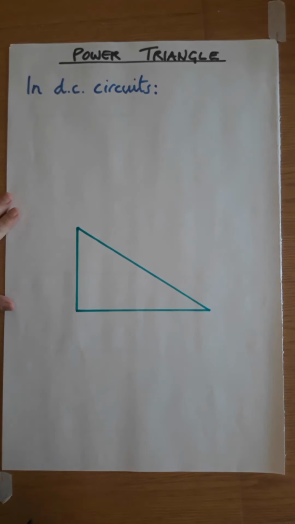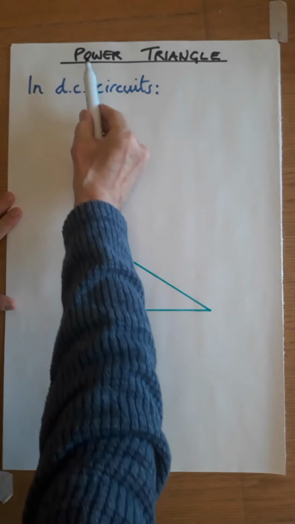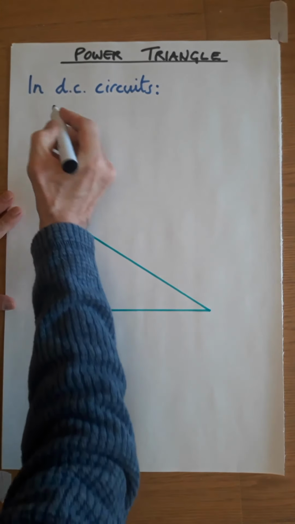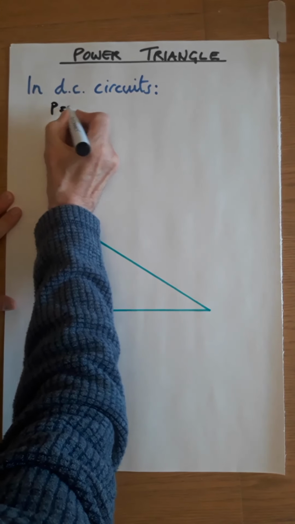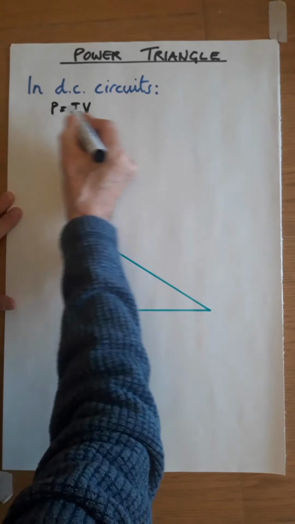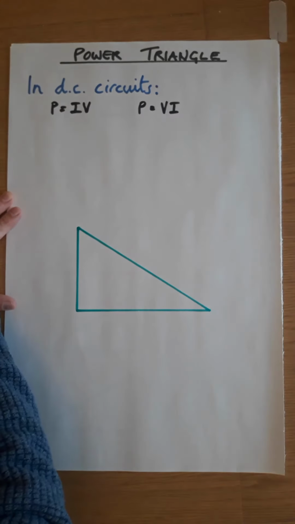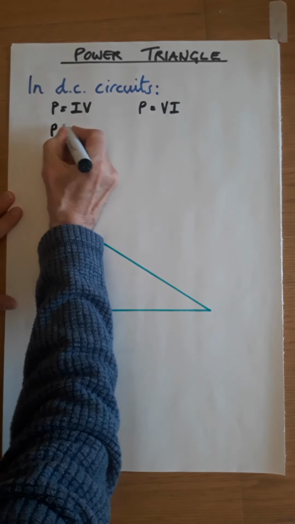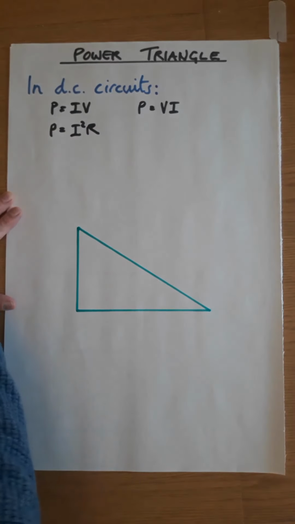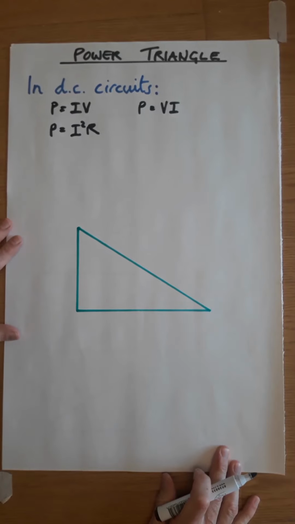Here I'm going to introduce the power triangle. Before we visit the power triangle, I just want to remind you about DC circuits. In DC circuits, we would tend to use P equals IV for calculating power, and I don't mind if you say P equals VI, both the same. The alternative is P equals I squared R. So either of those are appropriate for calculating power in DC circuits.